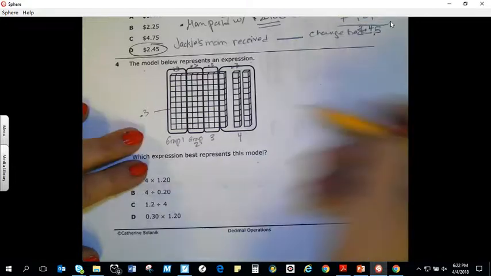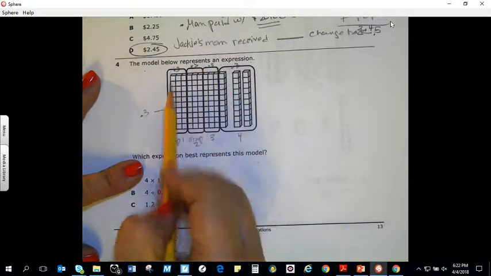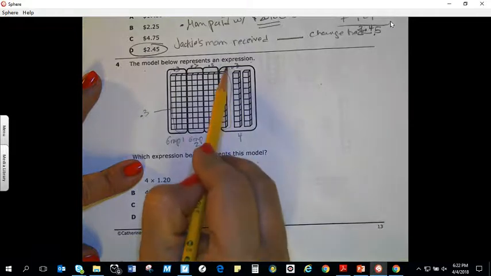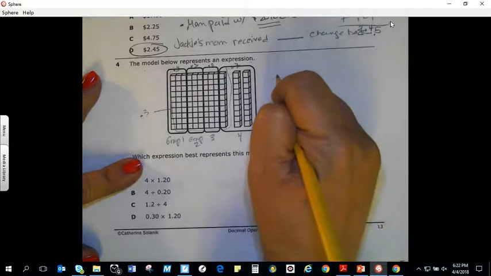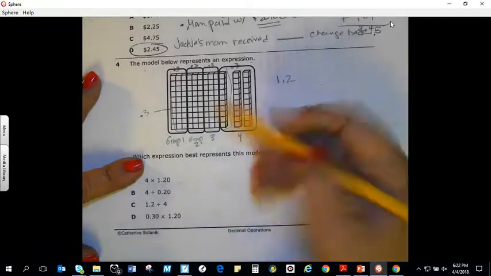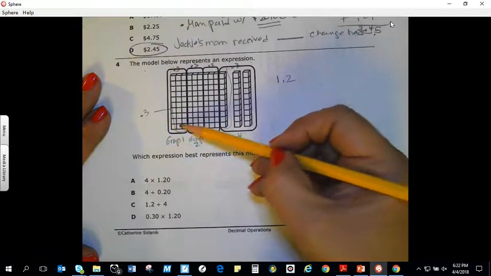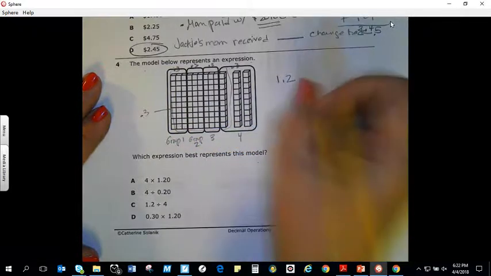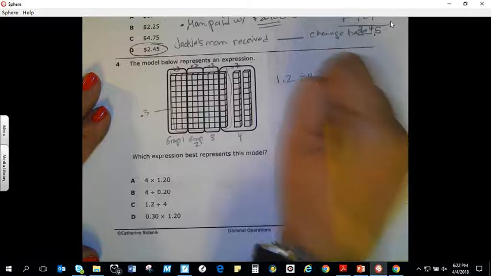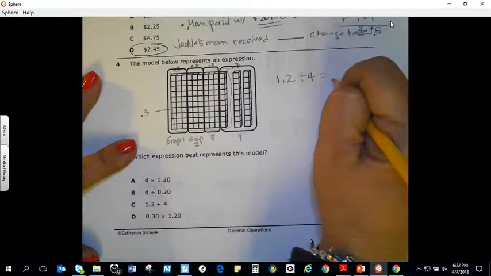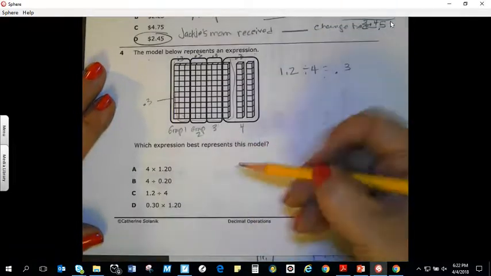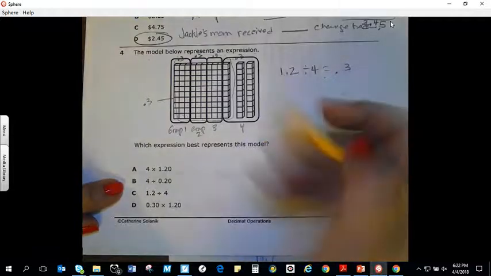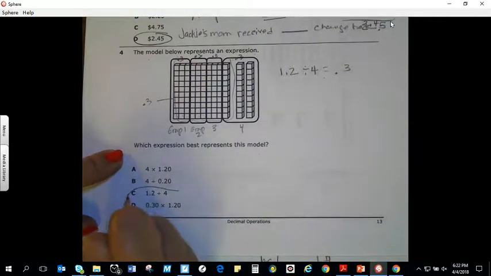So what do you think I ended up doing? Well, look at this one right here. You see there's a whole group? So that's 1 and 2/10. And what did I do? I had 1 and 2/10, and how many groups did I divide those into? 1, 2, 3, 4. I divided those into 4 groups. And each one is going to give me 3/10. Okay? So which one of these equations then? Absolutely right here. 1 and 2/10 divided into 4 is equal to 3/10.